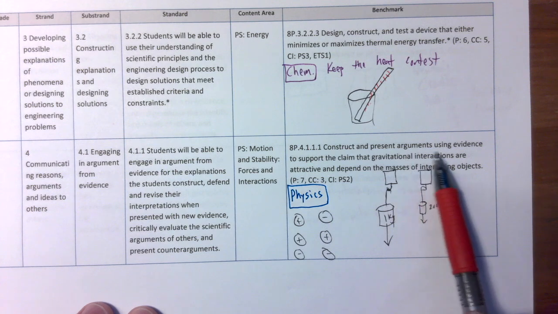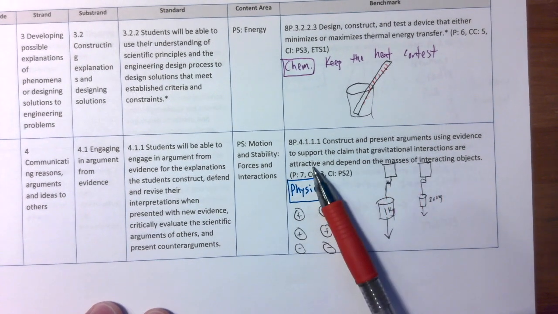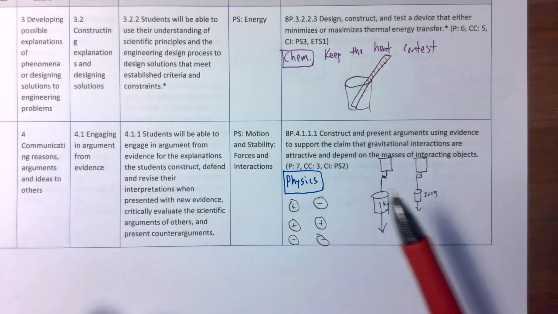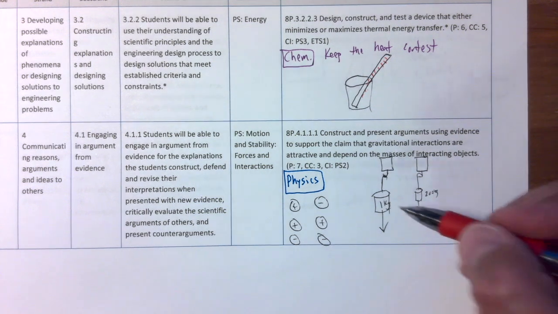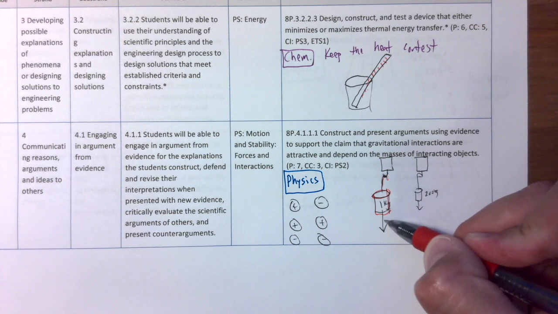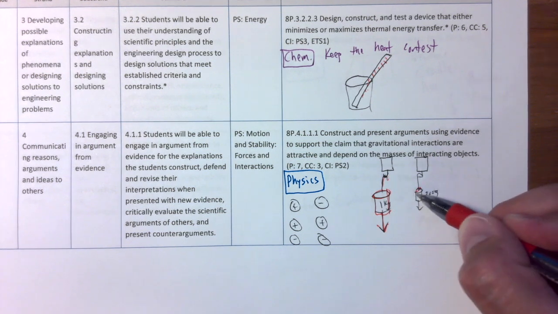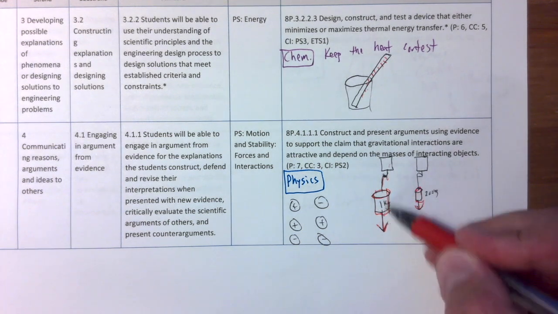Construct and present arguments using evidence to support a claim that gravitational interactions are attractive. Basically, there's the different types of forces, gravity being the weakest of the four. But the one I like for this, you just take a mass and put it onto a spring scale, and you can see the mass always has weight acting down. It always pulls down on the spring scale. There's never a case where you'd hook a mass onto a spring scale and it'd push up.